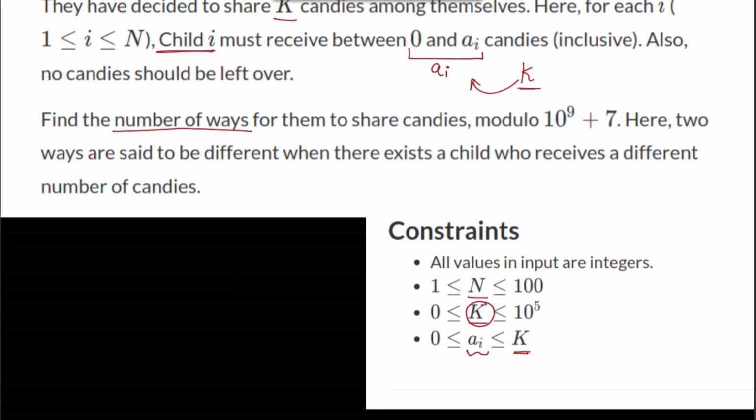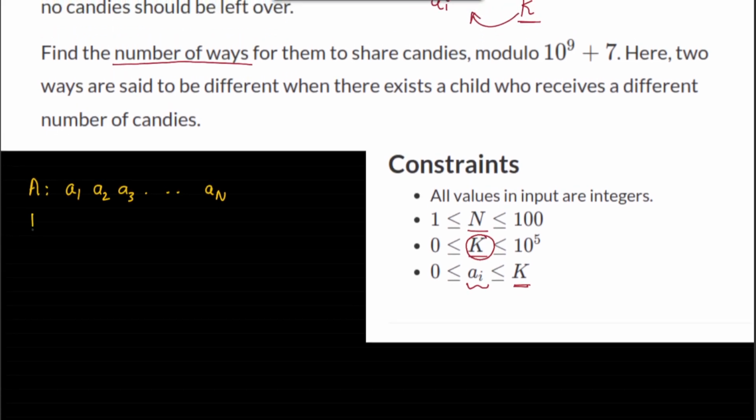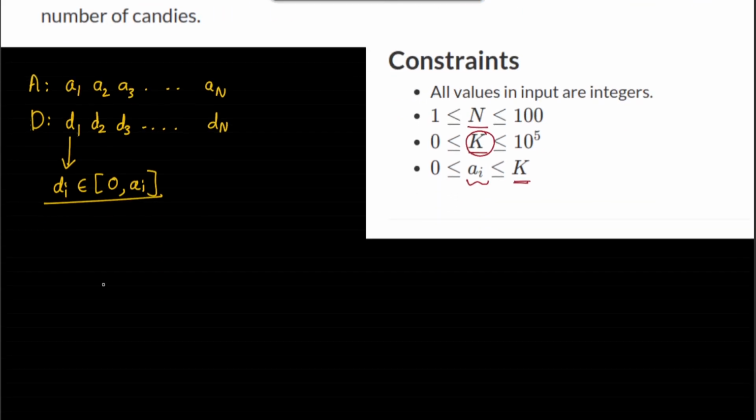So let's try to look at the problem statement in terms of mathematical representation. We are given values which are the ranges up to which each of the ith child can take candies. Now we need to distribute k candies among them. Let's say d1 is the number of candies received by the first child, d2 by the second, d3 by the third, and so on up to dn. And we know that di is in the range 0 to a of i, because the ith child can receive only up to that many candies, and this total should be exactly k.